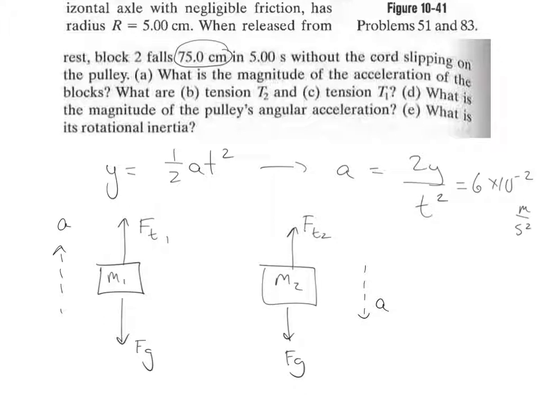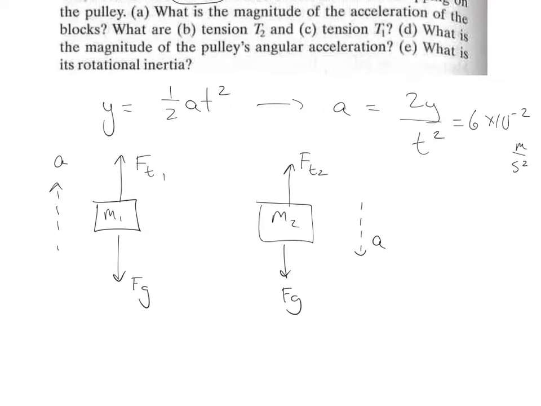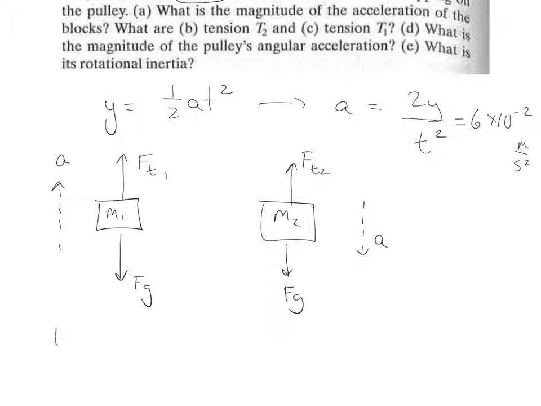Okay, so our goal is to find Ft1 and Ft2. We know that Newton's second law tells us F equals ma. We can easily write that. If I were to write this for the first one, I've got Ft1 minus Fg equals m1a, where a is positive. In the second diagram, Ft2 minus Fg equals m2a, where a is negative. So that's, Francesca, where I took into account the direction. All right, so this a is negative here, this a is positive over here.